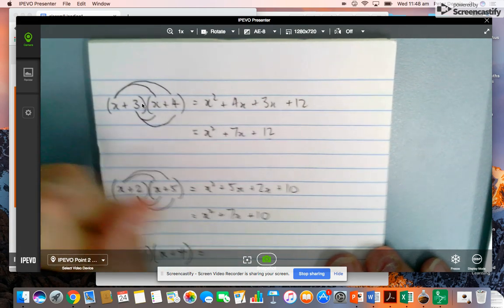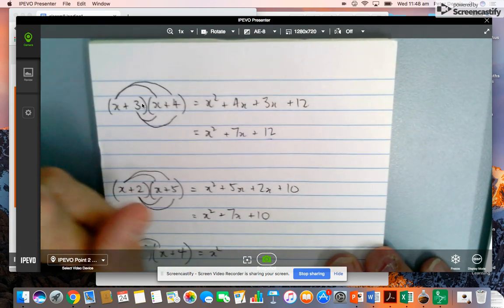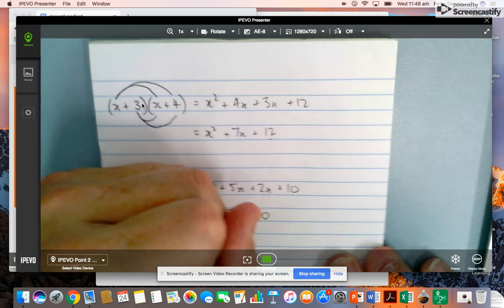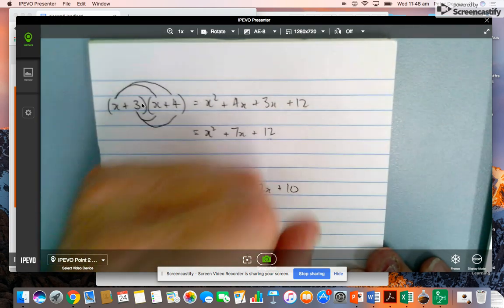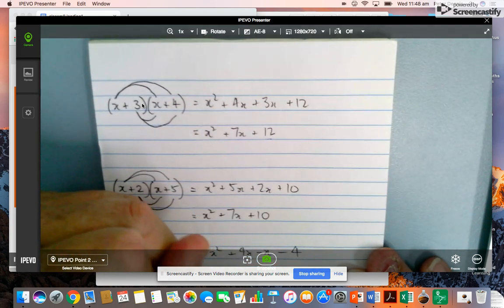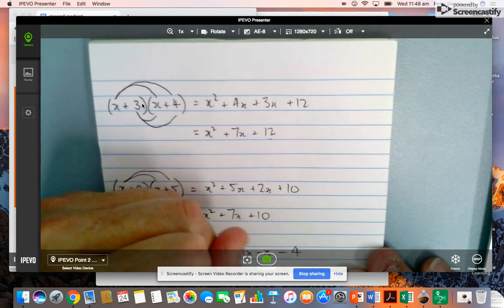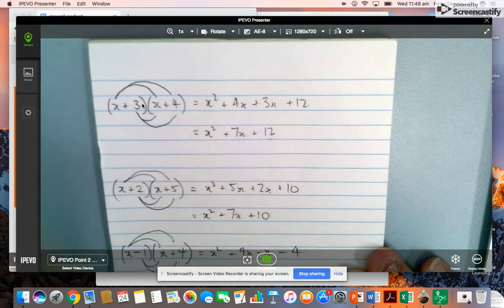What do we get? We get x squared plus 4x minus x minus 4. So we get x squared plus 3x minus 4. Again, how do we get the minus 4? 4 times minus 1. How do we get the 3? 4 plus minus 1. So again, it's the product and the sum.